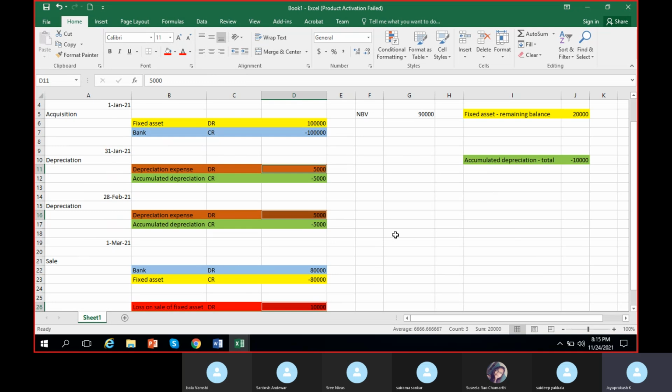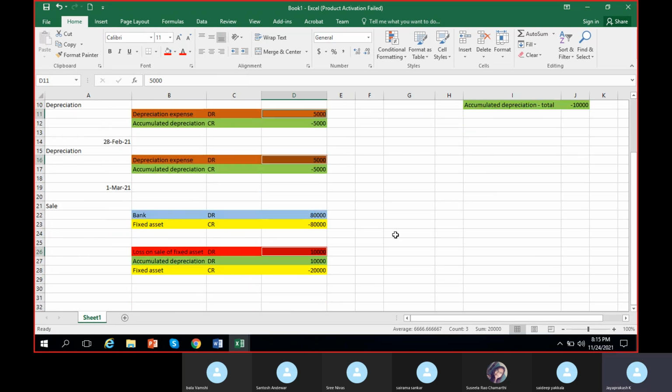Got it, or any confusion, or do you want me to repeat it from some point? Sairam, what say? Sheila, what do you say? Yeah, understood. Okay. Saideep, Santosh. Yeah, clear.